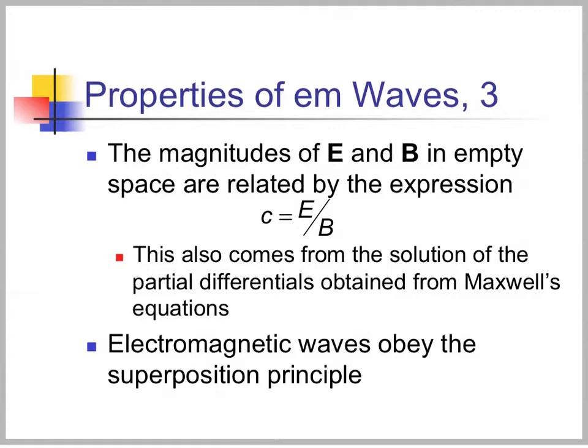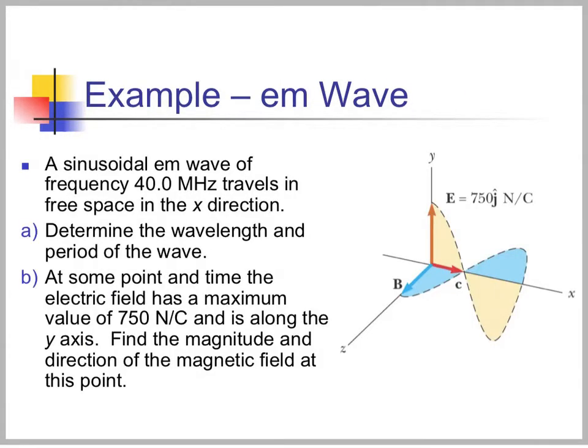So let's consider a problem. A sinusoidal electromagnetic wave, frequency 40 megahertz, travels in free space in the x direction. Determine the wavelength and the period of the wave. Also, at some point in time, the electric field has a maximum value of 750 newtons per coulomb. It's along the y-axis. Find the magnitude and direction of the magnetic field at that point.